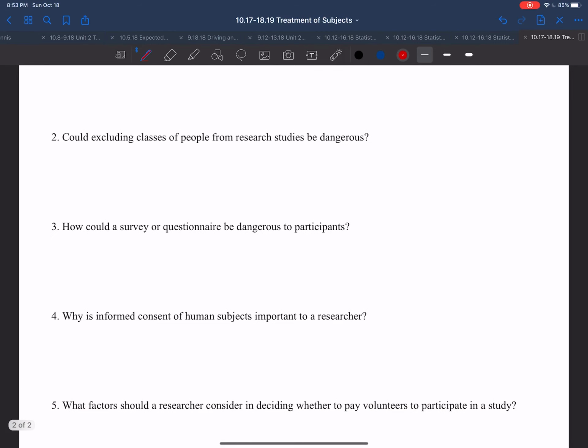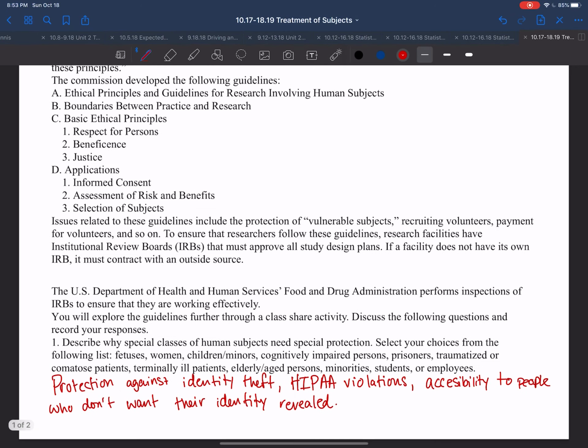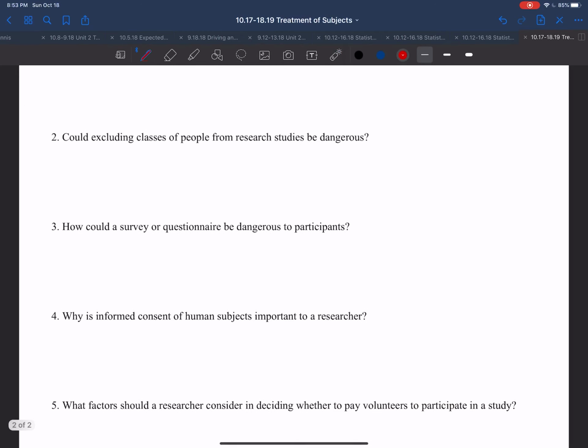Now, question 2 says, could excluding classes of people from research studies be dangerous? So if you exclude people such as anybody from this list, from question 1, or any other groups of people, you may not ever learn about it, and you could possibly negatively affect the study that you're doing. So if you are trying to figure out if a certain medicine works for a group of people, if you exclude children from that, you might not be able to see the positive or negative side effects of a child taking this medicine.